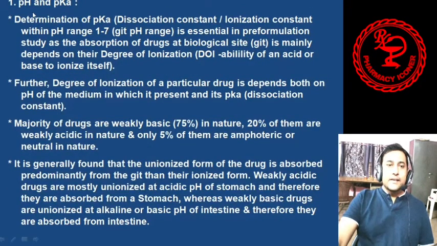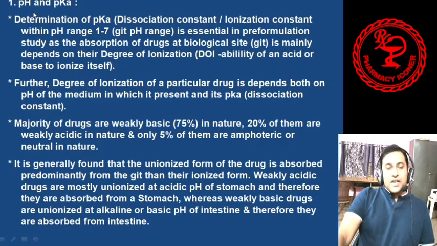Next is effect of pH and pKa or dissociation constant. Determination of pKa or dissociation constant within pH range 1 to 7, that is the gastrointestinal pH range, is essential in pre-formulation study, as the absorption of drugs at the biological site mainly depends on their degree of ionization. Degree of ionization is the ability of an acid or base to ionize itself.